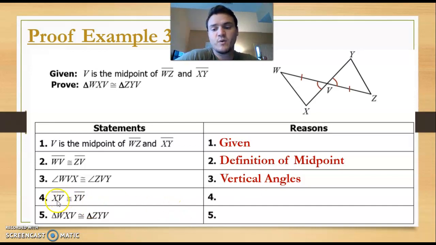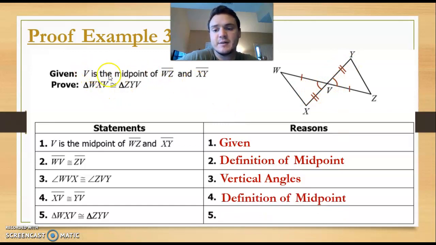All right, and then in statement 4, it says XV, so X to V, is congruent to Y to V. We know that that is true because, again, the original given statement says V is the midpoint of XY as well. So XY is this full side here. So if V is the midpoint, that means X to V has to be the same as Y to V. And then you should notice that we have side, angle, side in both triangles: two pairs of congruent sides, and the angle in between those sides is congruent. So these triangles are congruent by side, angle, side congruence.